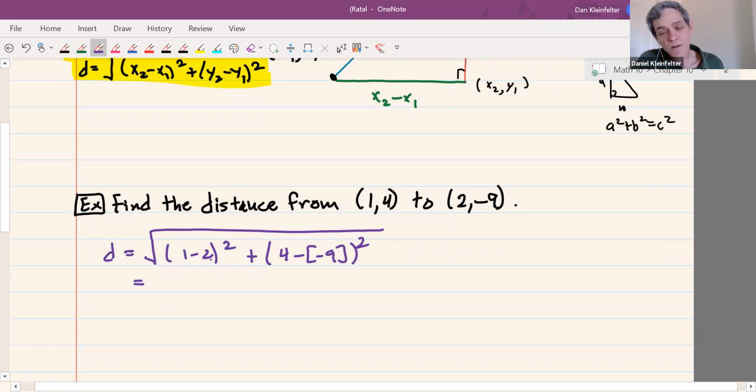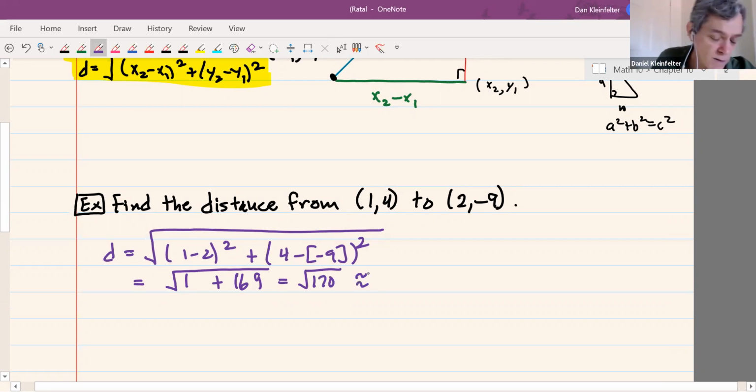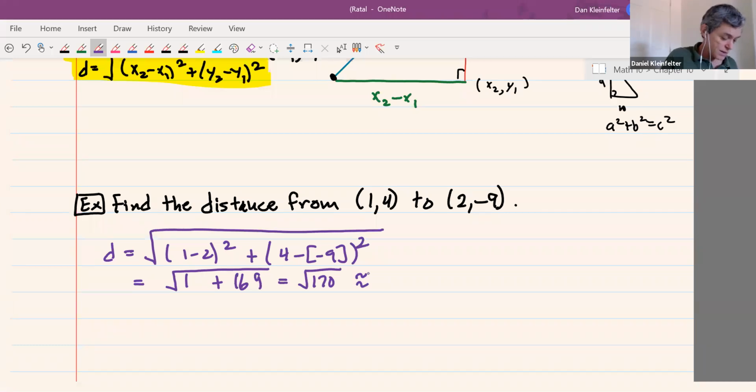So 1 minus 2 is negative 1. Negative 1 squared is 1. 4 minus negative 9, that's the same as 4 plus 9, which is 13. 13 squared is 169. So we'll have the square root of 170. Okay. All right, and then if you like decimals, that's just a little over 13, right? So that is like 13.038 about.